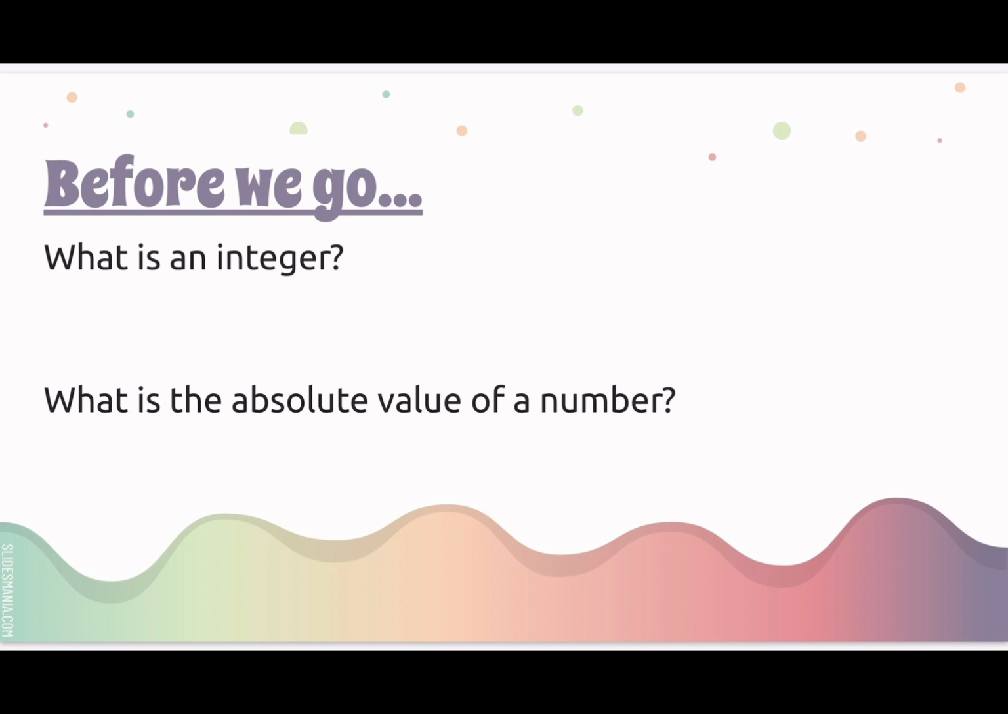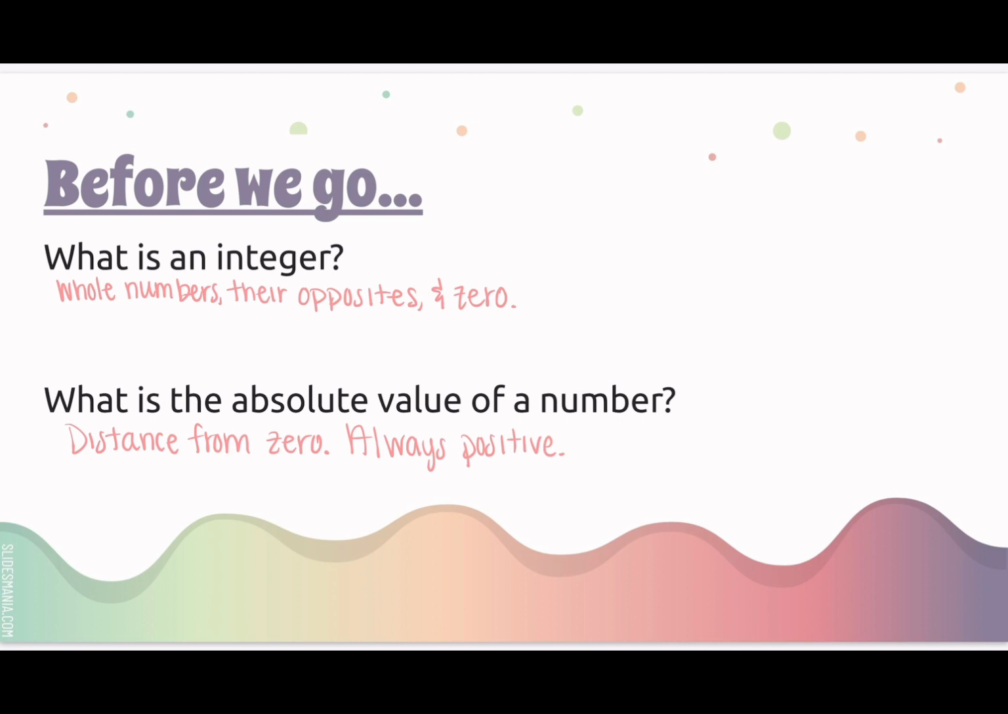Before we go, I have a couple questions for you as sort of a reflection. My first question is, what is an integer? Integers are whole numbers, their opposites, and zero. And last question is, what is the absolute value of a number? The absolute value of a number is the distance from zero, so it is always positive since distance cannot be negative.